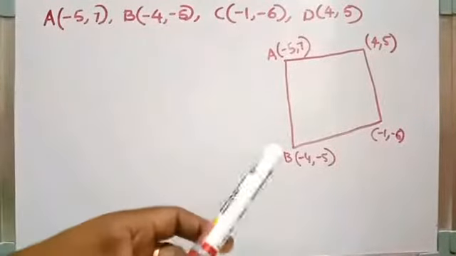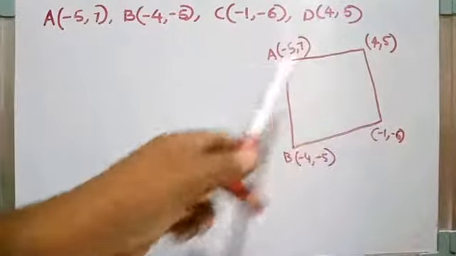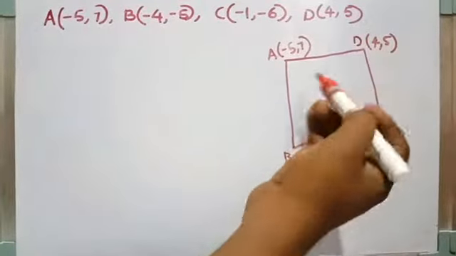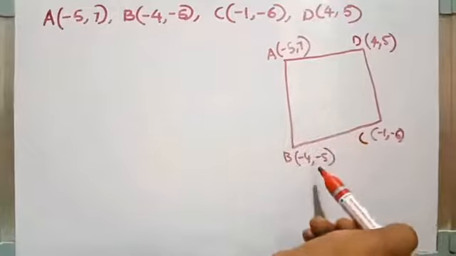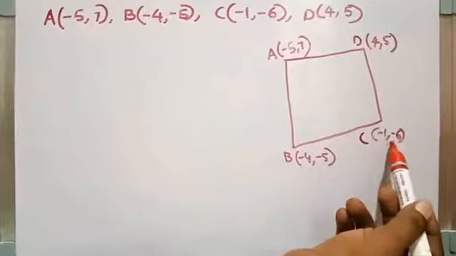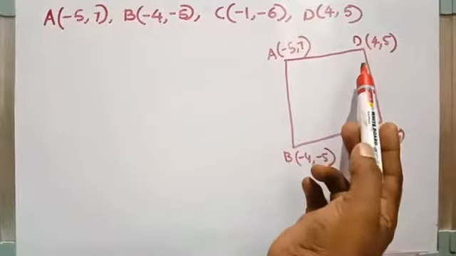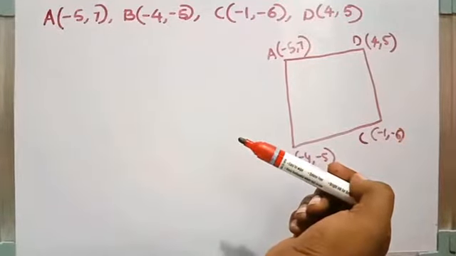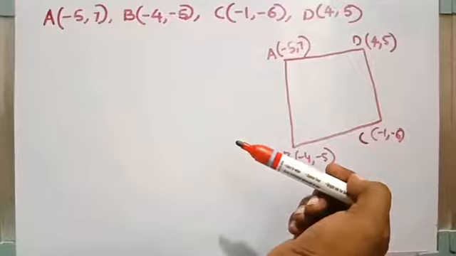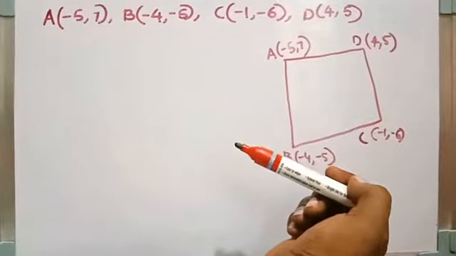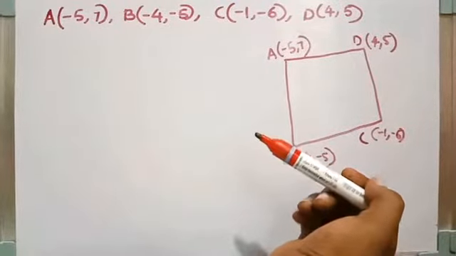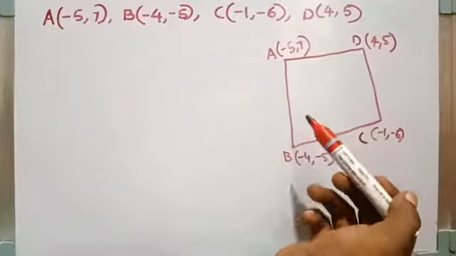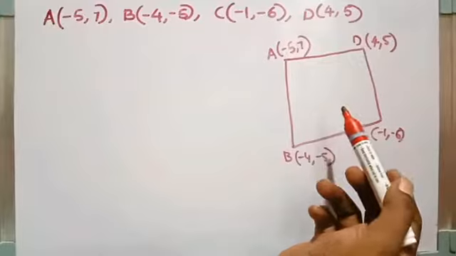So here let's consider quadrilateral ABCD with vertices A(-5, 7), B(-4, -5), C(-1, -6) and D(4, 5). We have to find the area of this quadrilateral. We know the area of a triangle when three vertices are given. So let's convert this quadrilateral into two triangles.